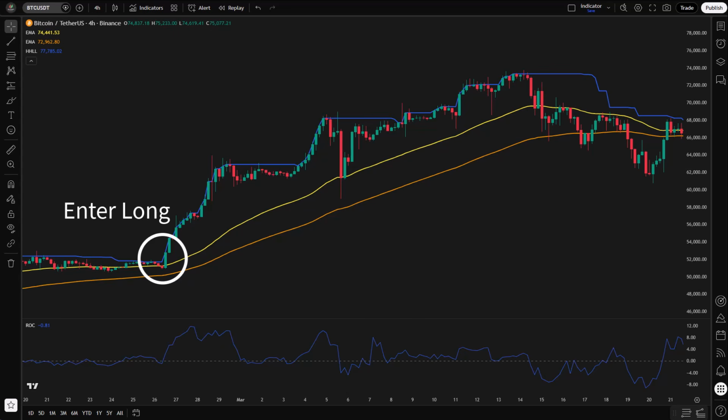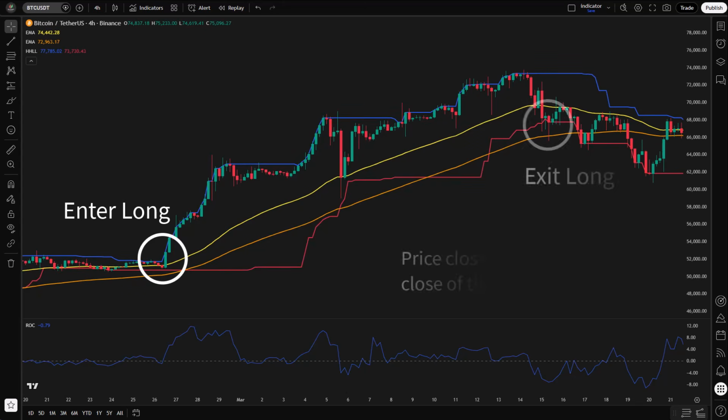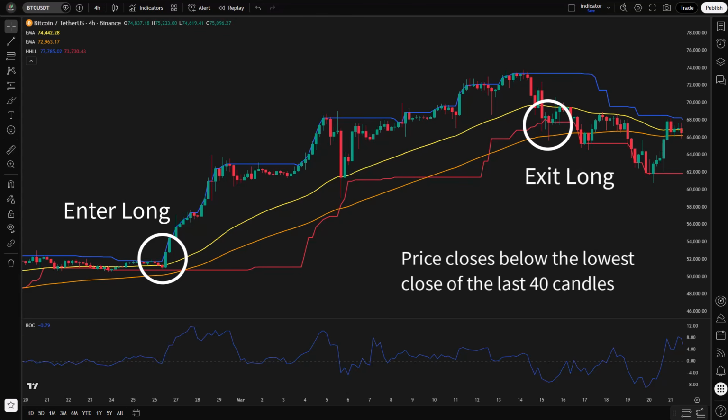Here's where most traders mess it up. They obsess over entries and they completely ignore the exit. So let me show you how we handle this. We use 2 exits working in parallel. The first is a trailing breakdown exit. If price closes below the lowest close of the last 40 candles, we're out. That's exactly double our breakout window, 40 versus 20, and that's intentional. It gives winners room to breathe without letting them round trip all the way back. You ride the move, you give it space, and you only exit when the structure is clearly broken.